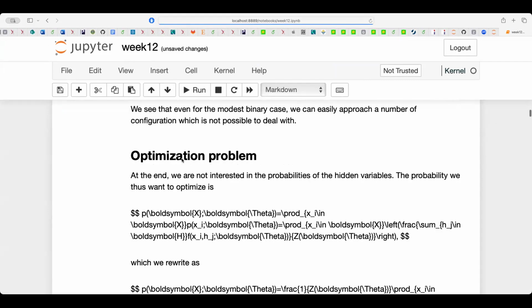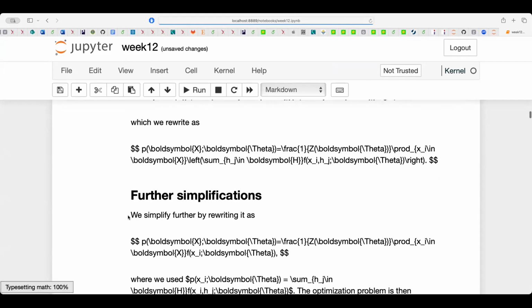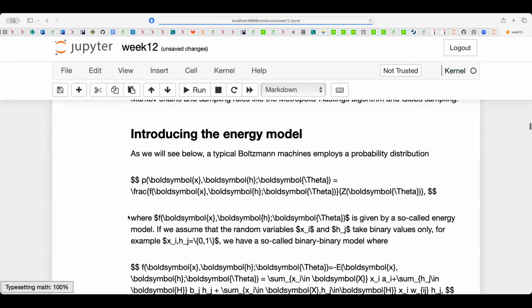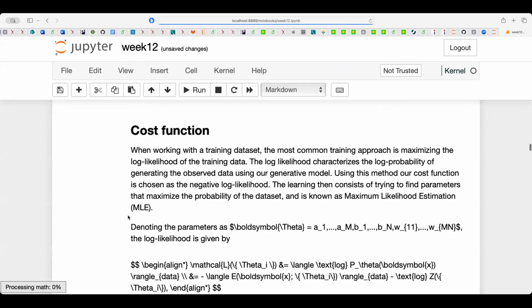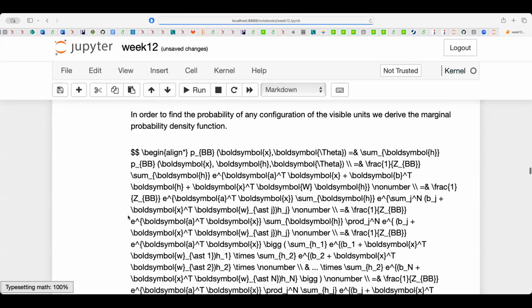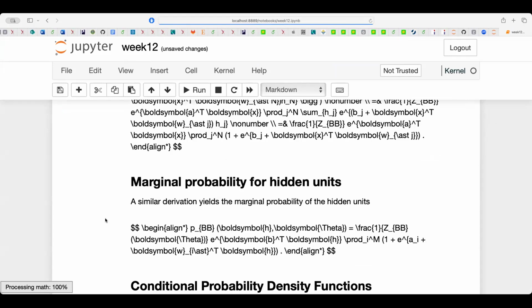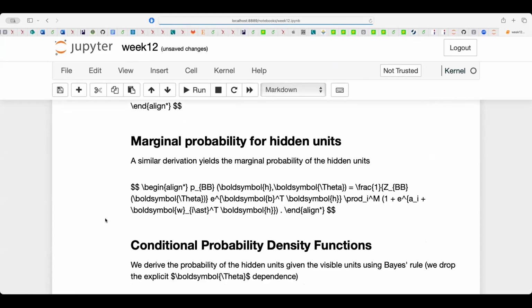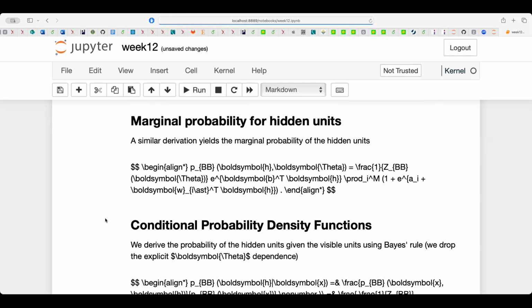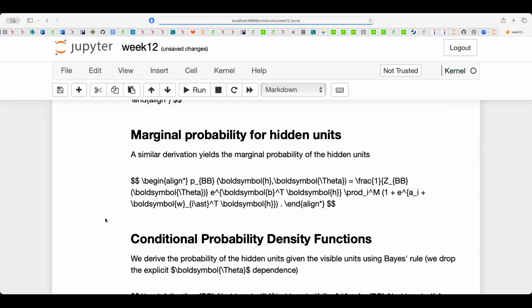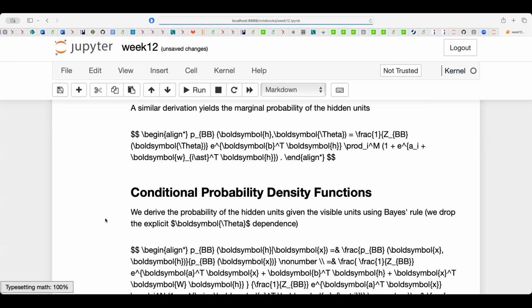So let's scroll down a little bit here. It takes some time before it renders the mathematics here. Any questions while we are waiting?